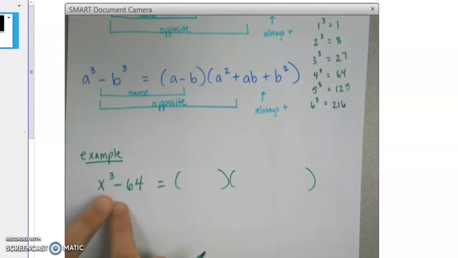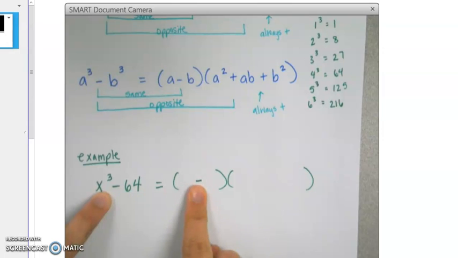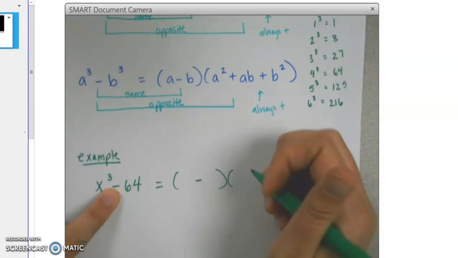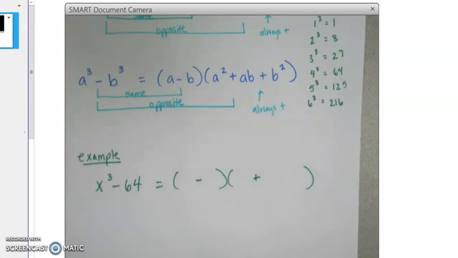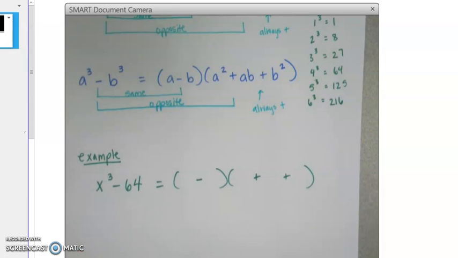Now remember, my first sign is always the same. I started with minus, this one's minus. My second sign is always the opposite. Started with minus, this is plus. And my last sign, no matter what, is always plus. So if you can go and get your signs right, it makes this a lot easier.